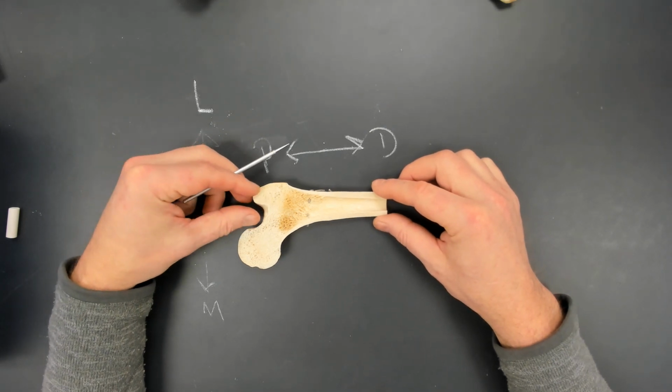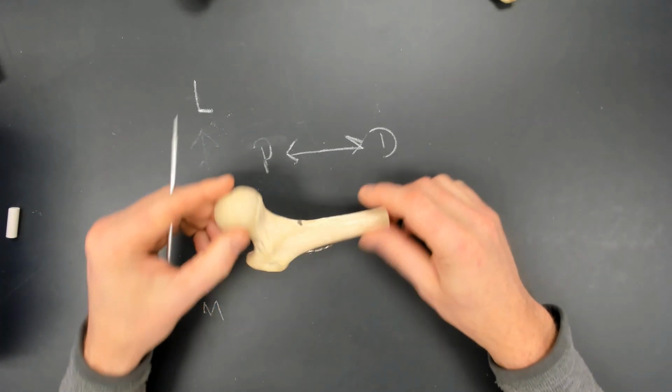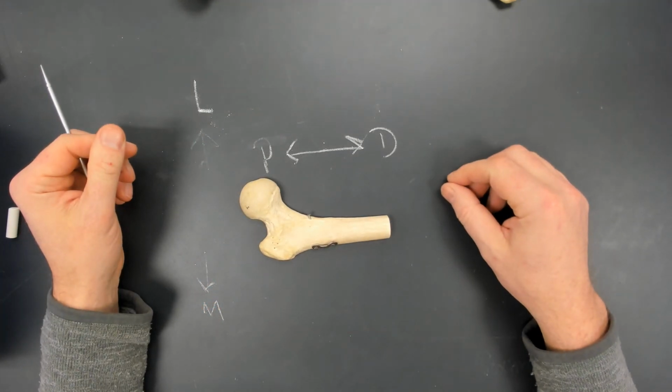Now, I believe that should do it for our long bone anatomy. Apologize if I've forgotten anything, but you should be able to fill in the gaps. And we'll move forward onto looking at the bones of the axial skeleton.